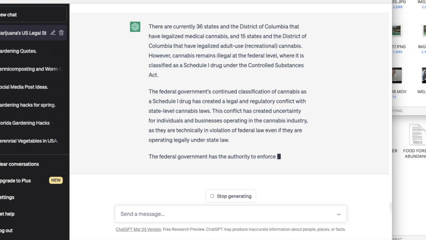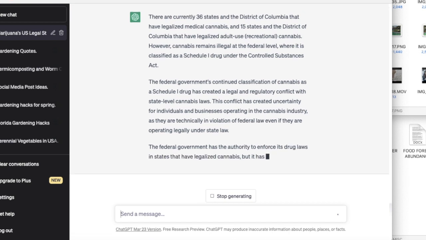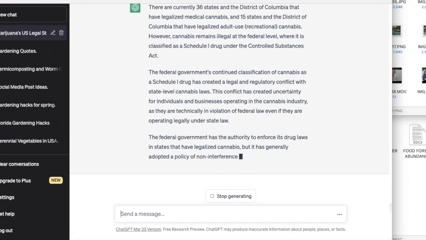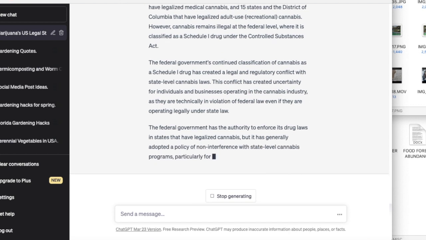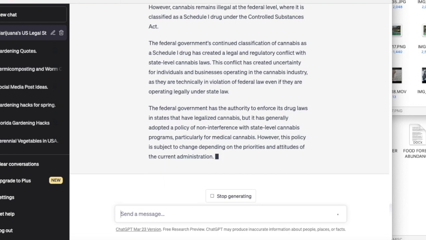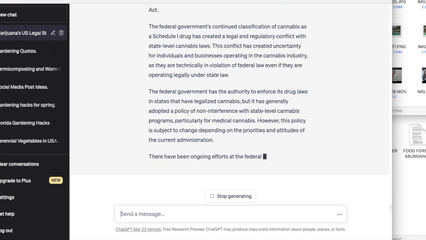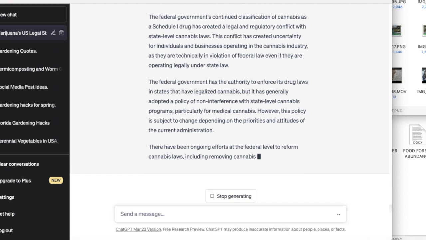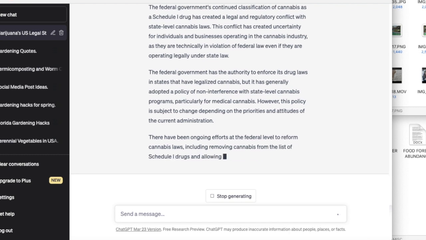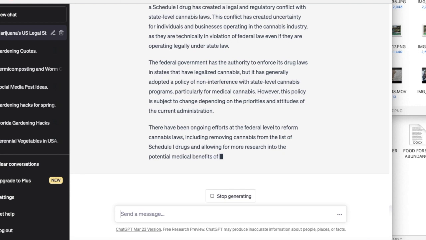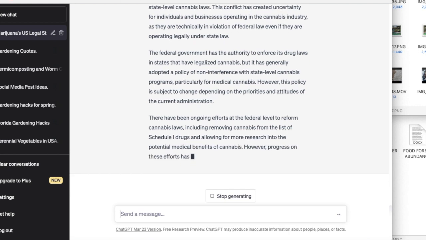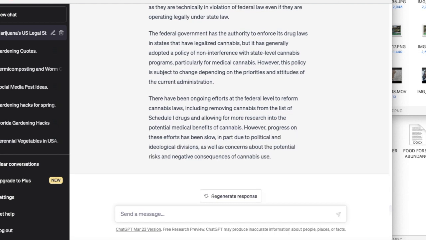The federal government has the authority to enforce its drug laws in states that have legalized cannabis, but it has generally adopted a policy of non-interference with state-level cannabis programs, particularly for medical cannabis. However, this policy is subject to change depending on the priorities and attitudes of the current administration. There have been ongoing efforts at the federal level to reform cannabis laws, including removing cannabis from the list of Schedule I drugs and allowing for more research into the potential medical benefits of cannabis. However, progress on these efforts has been slow, in part due to political and ideological divisions, as well as concerns about the potential risks and negative consequences of cannabis use.